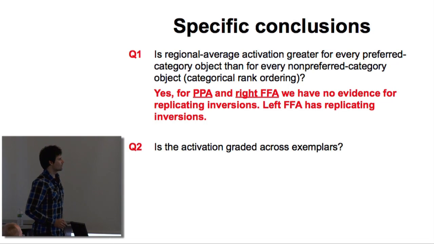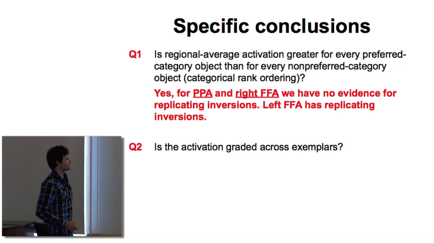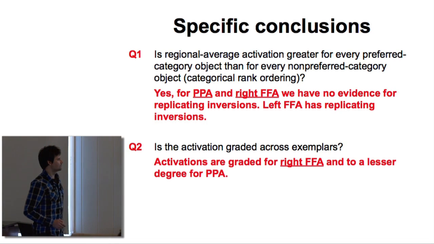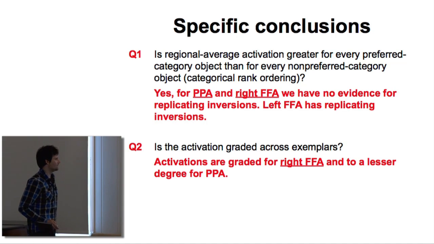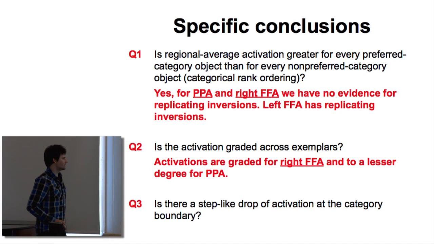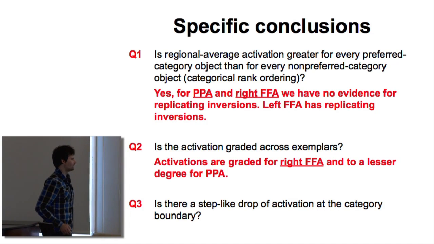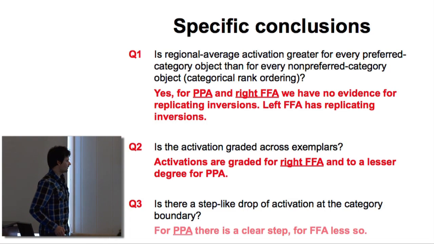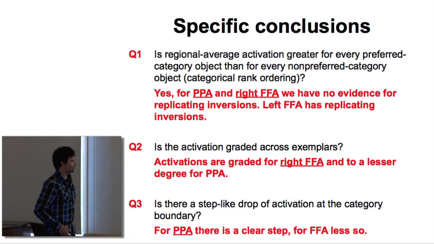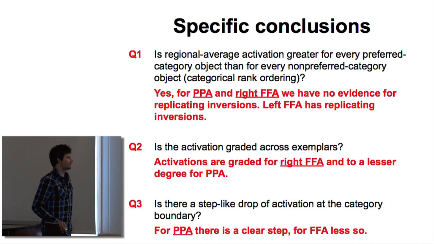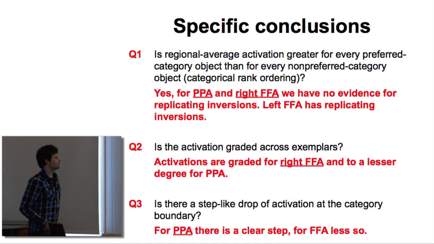For the second question, whether activation is graded across exemplars, the activation seemed to be graded for right FFA and to a lesser degree for the PPA. And is there a step-like drop of activation at the category boundary? For PPA, there's a very clear step, and for FFA, less so. So I think I'll stop here, leave the second part out, so we have some time for discussion.